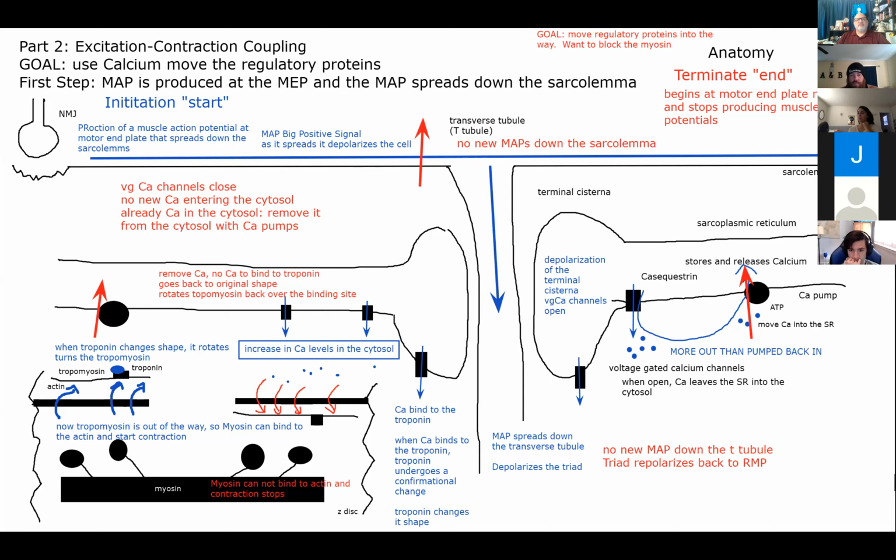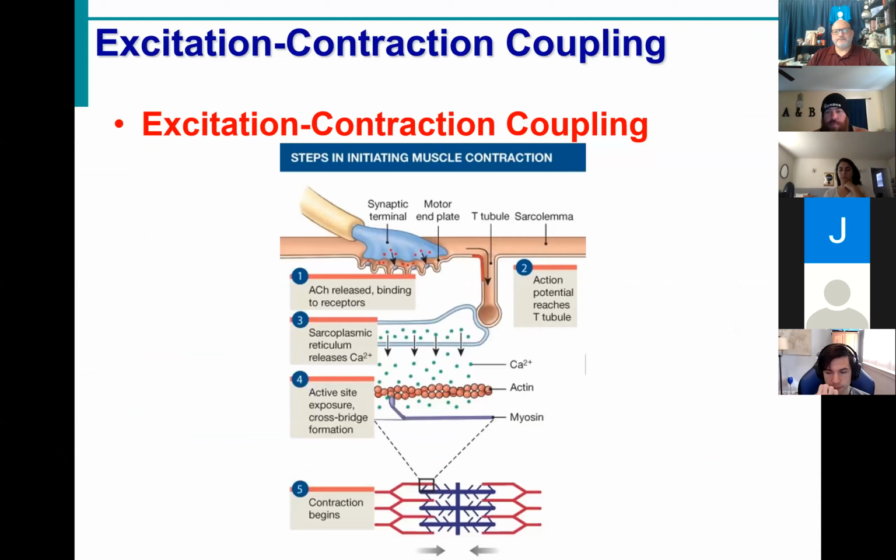All right, let's look at some more pretty pictures. I like some of these pictures. Again, this one's not from your textbook, from another textbook, a pretty simple one. But again, this shows the process of excitation contraction coupling. We're releasing the acetylcholine, producing an action potential that spreads down the sarcolemma, spreads down the transverse tubule, causes calcium to be released, allowing the myosin and the actin to interact.